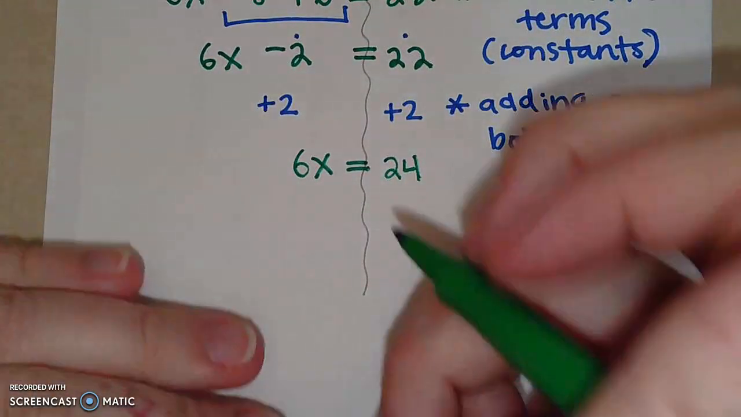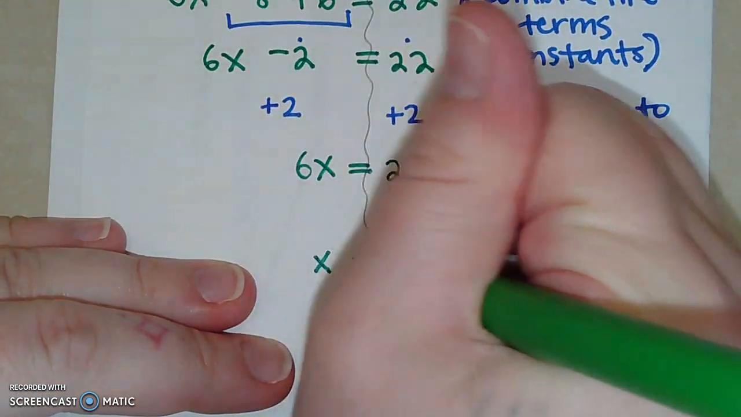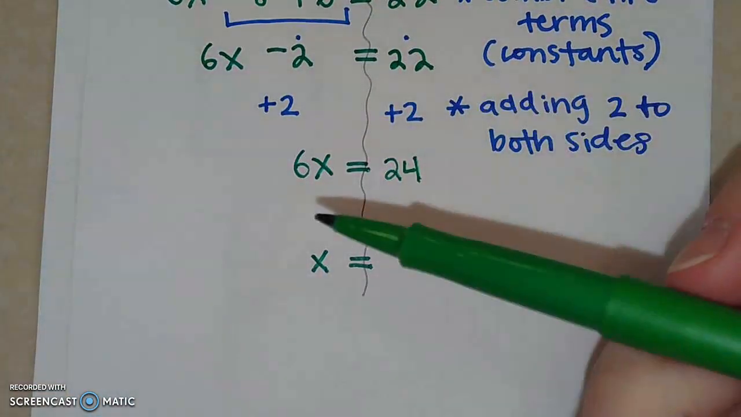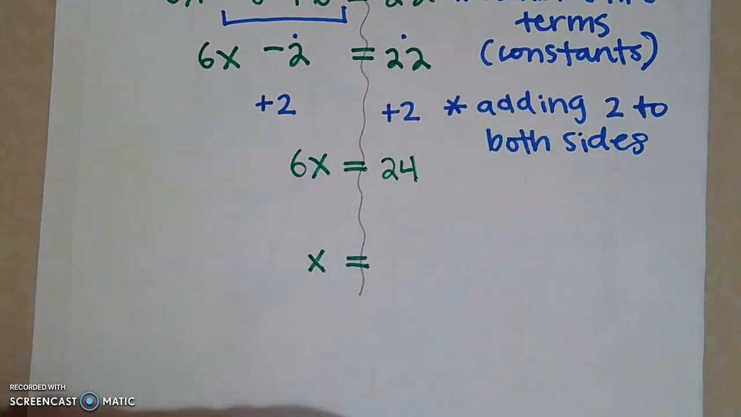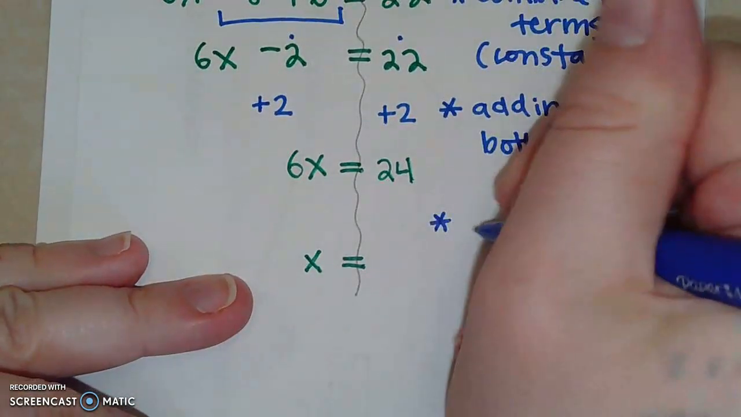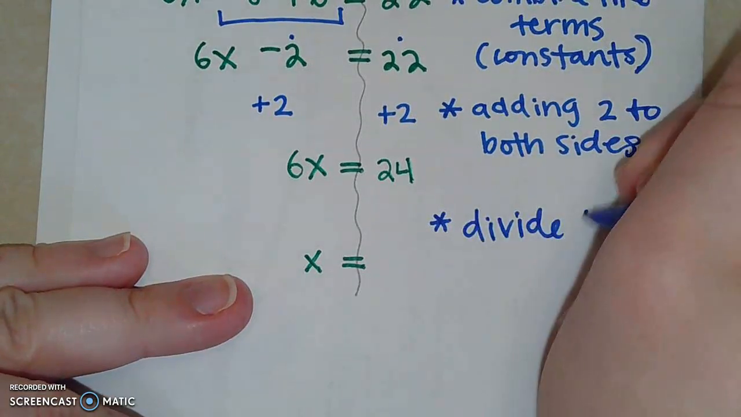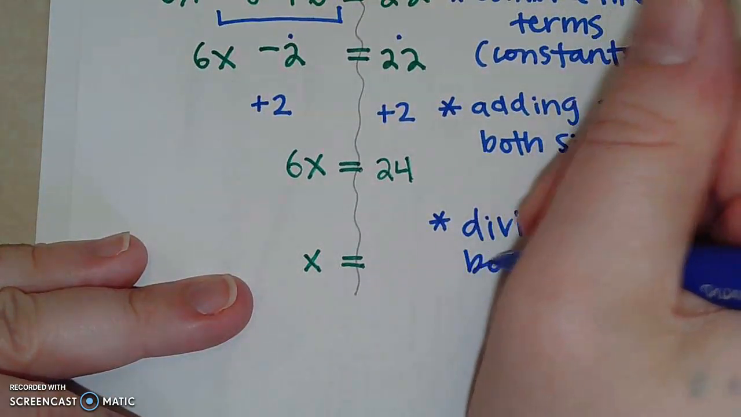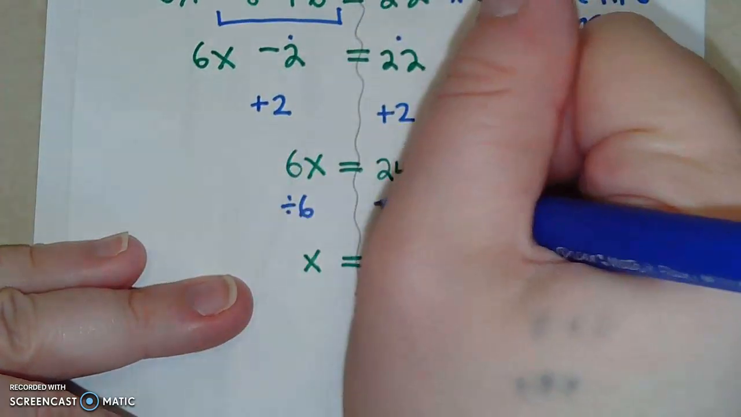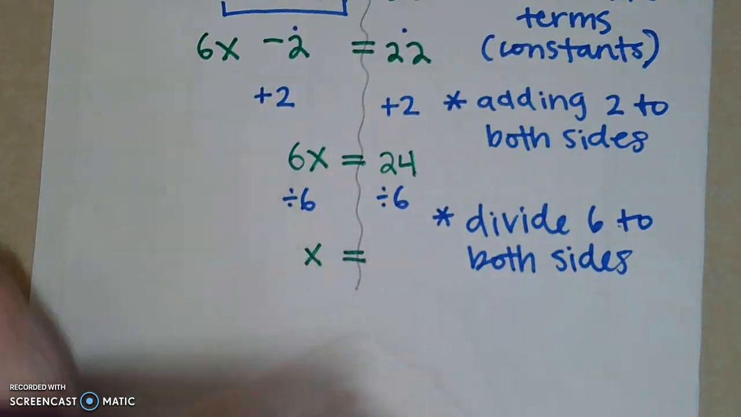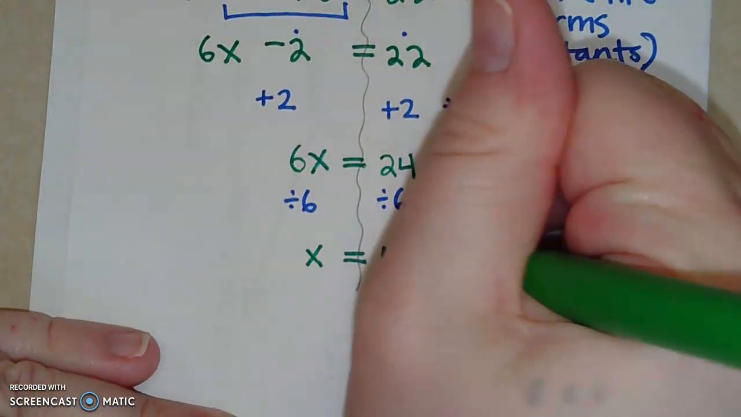Now, the goal of this equation is I want it to be x equals something, but right now I have 6 x's. I only want 1 x. So the last step is to divide both sides by 6. So I just have to divide by 6, and 24 divided by 6 is 4.